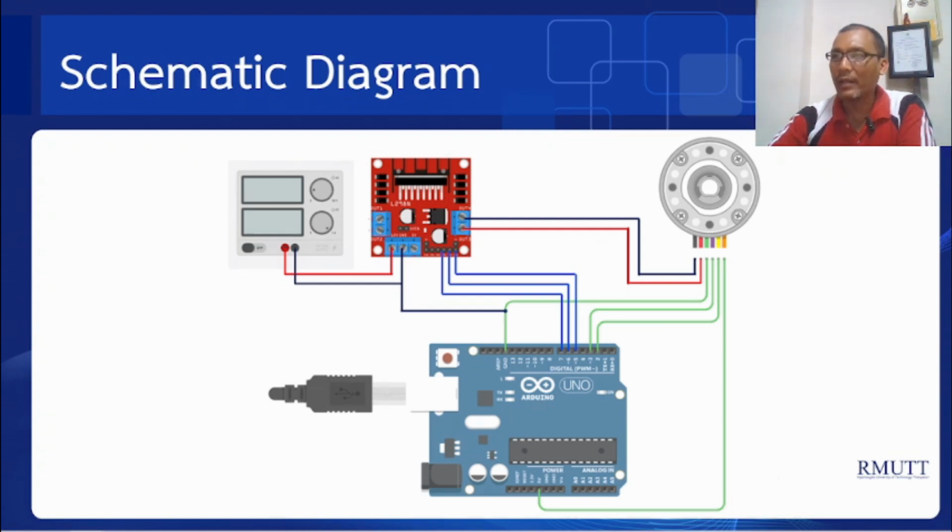And for the wiring, I follow this schematic diagram. So here, this is the Arduino, and this is the motor with the rotary encoder, and then this is the driver L298N, and then this is the power supply. So basically, I connect all those wires here to control the DC motor using this Arduino.